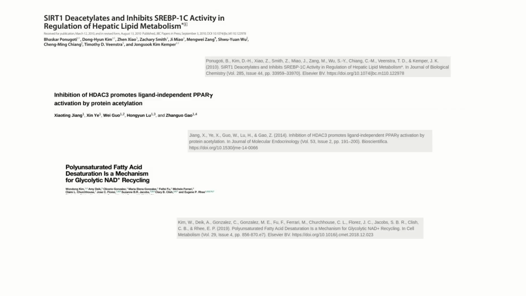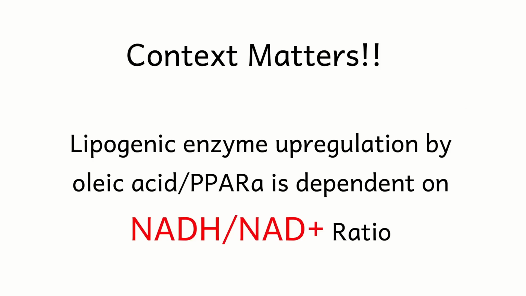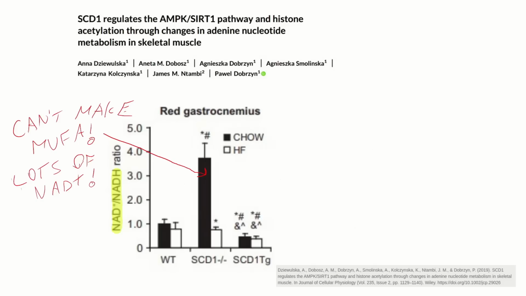And I know that's an annoying word, and I have a better way to talk about it that we'll see coming up. These are the papers that prove what I just said. They're boring. I'm not going to get into it. And here's the thing. So context matters. So lipogenic enzyme upregulation by dietary oleic acid or by SCD1 is dependent on the NADH to NAD plus ratio. So you need both. You need PPAR alpha activation, and you need high NADH to NAD+.